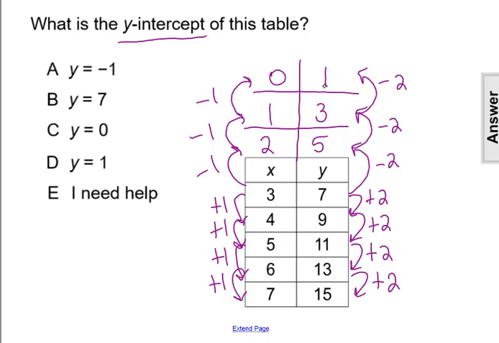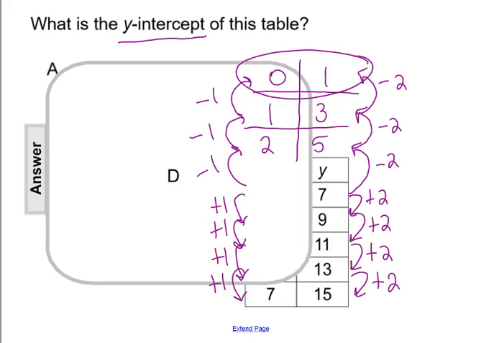So moving backwards 3 times in the table, we now can see where x equals 0, and we see that we have a value of y equals 1. So y equals 1 is our y-intercept, making our answer choice D.